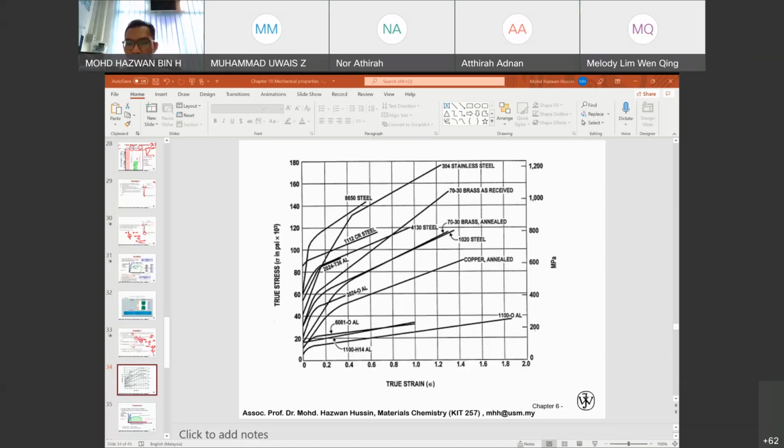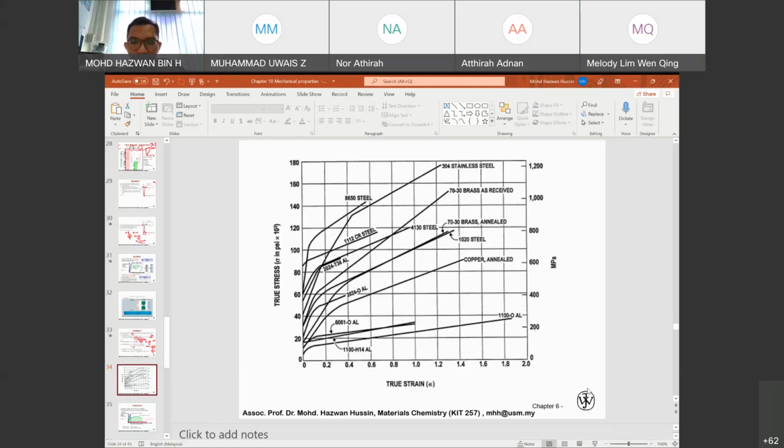Yes, doctor. Okay, Hasnun. So what can you actually elaborate from this figure? What can you actually discuss? What can you see? You have different types of material. You have steel, you have brass, you have copper, nickel, you have aluminium alloys. So what can you actually indicate? Anything that you can see.